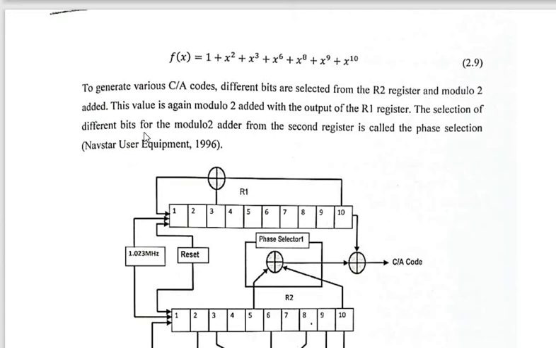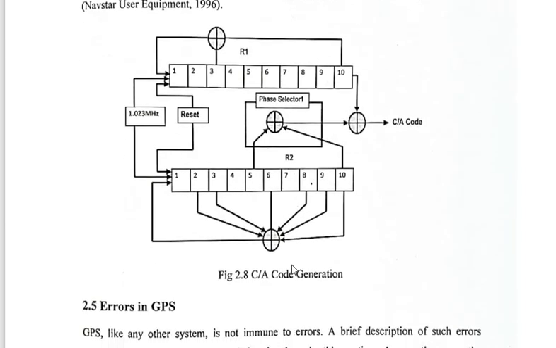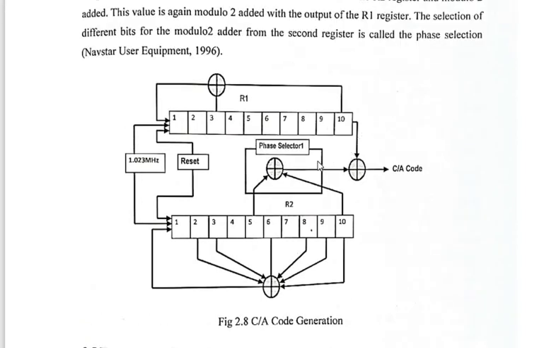Then the selection of different bits from the modulo 2 adder of the second register is called phase selection. After selecting bits 3 and 6, you do modulo 2, and that output is given to one more modulo 2 addition, the phase selection of register 2. Afterwards, all of this in combination is given to the phase selector over here. Then in combination of these two you get your C/A code. So this is how you generate your C/A code.